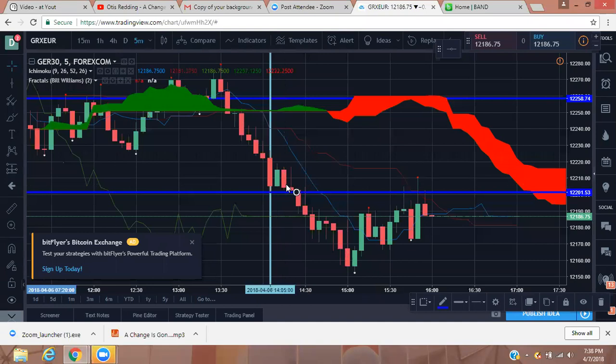Does it matter the color of the cloud? No, it doesn't really matter the color of the cloud, as long as it's below or above the cloud.